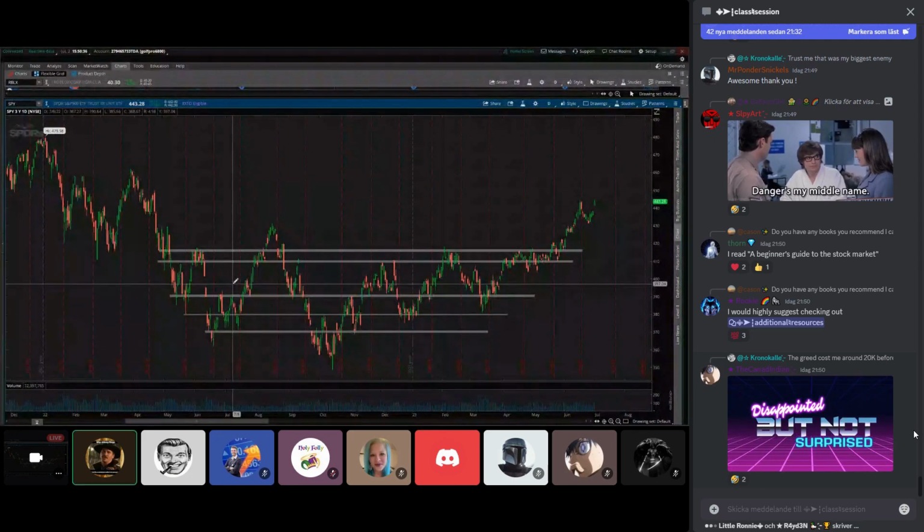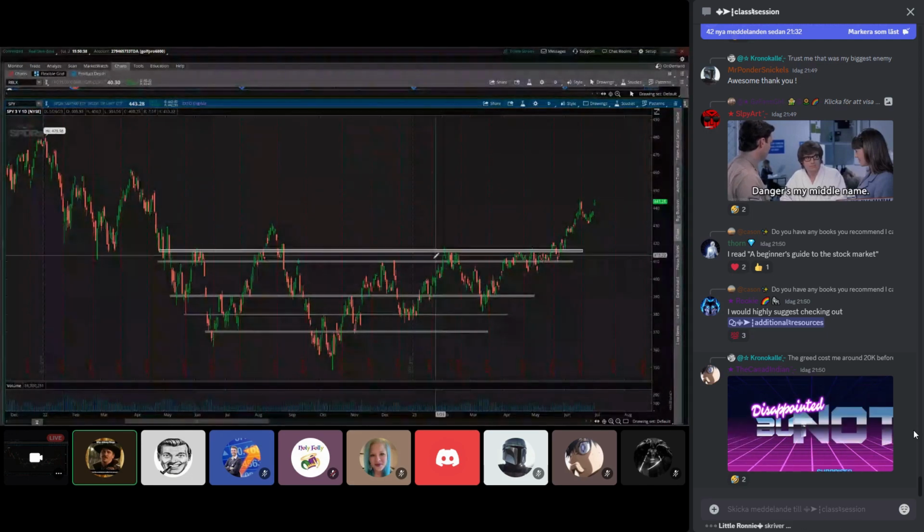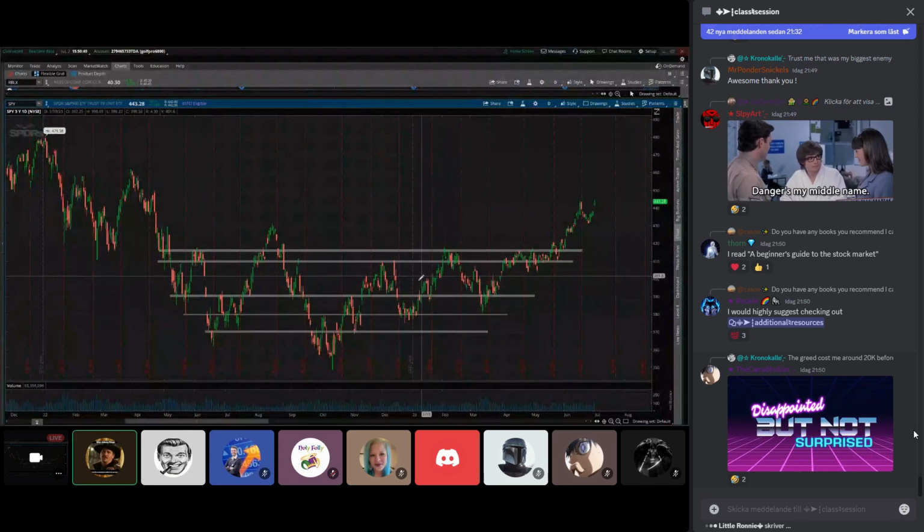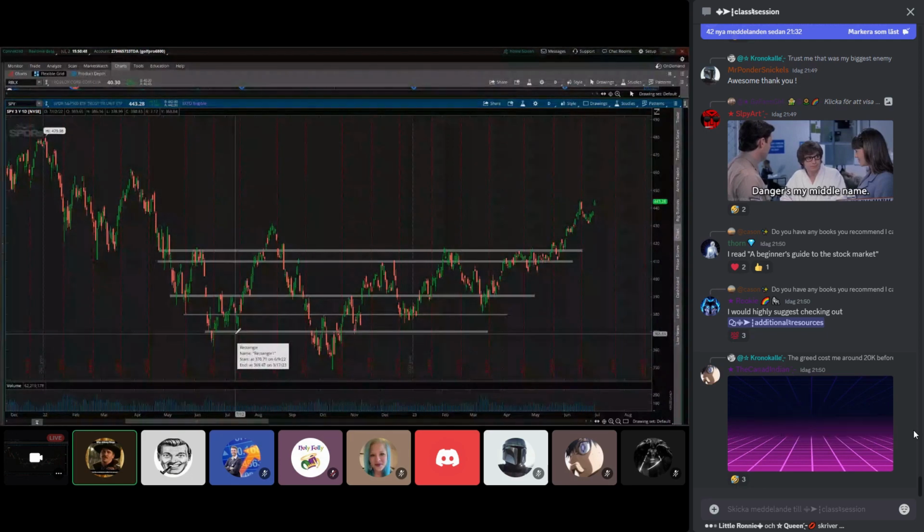Unless you see something like this happen. That's a pretty strong uptrend. This is a very strong uptrend. Again, this is just an example. This is just on the daily. I'd be looking at the 5-minute right now.